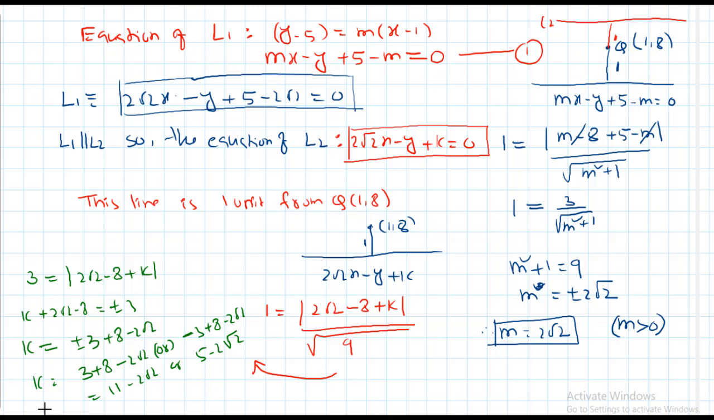But the important thing is you can't take 5 minus 2 root 2. If you take 5 minus 2 root 2, you get the equation of L1. But you want to find the equation of L2, no? That's why the value of k is taken as 11 minus 2 root 2.